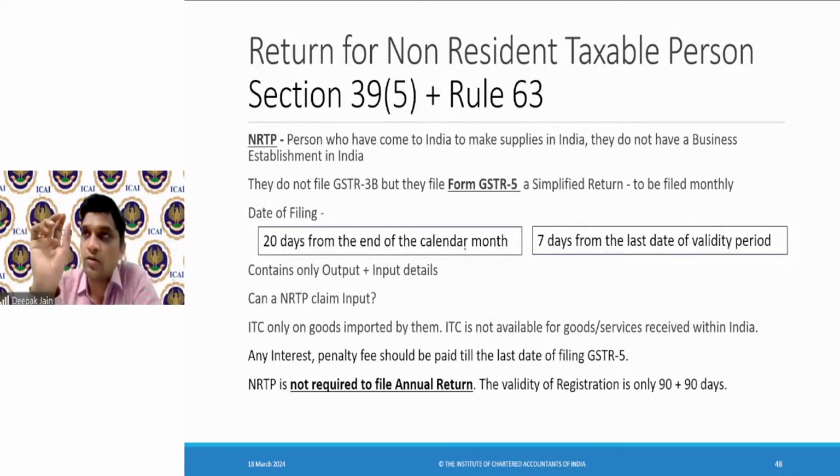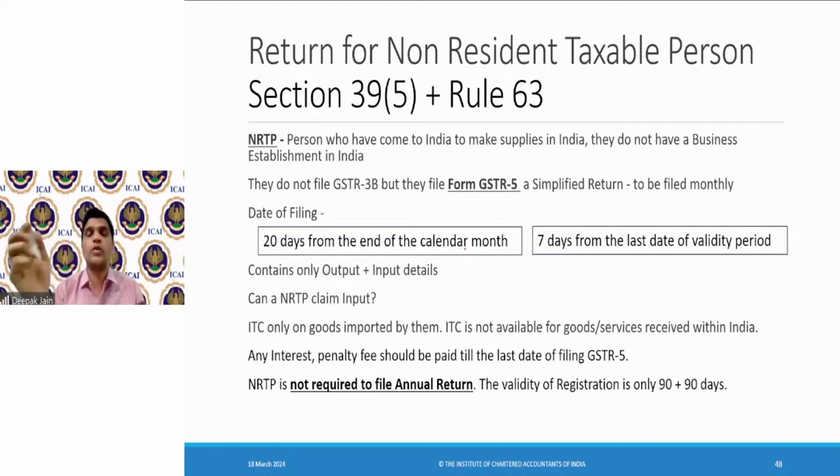So for that period he has to file the return. January's monthly return he will file by the 20th of February. February's return he will file by the 20th of March. Now March return he has to file before 20 days from the calendar month. March's 20 days will be 20th April, but his validity is ending on 5th of April. So his due date for the month of March will be 20th April or 7 days from the last date of validity, which is 5th April plus 7, 12th April. So 20th April or 12th April, whichever is earlier.